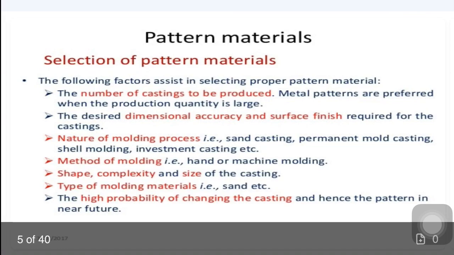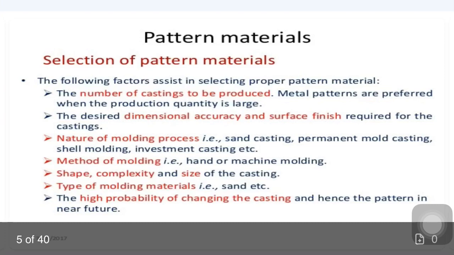So the next one is the types of molding materials. There are different types of sand available to manufacture the mold, like parting sand, and loam sand is also available. So among the different types of molding materials, we can use sand or different kinds of sand. What kind of sand we choose for that application is also an important criterion for pattern material selection.